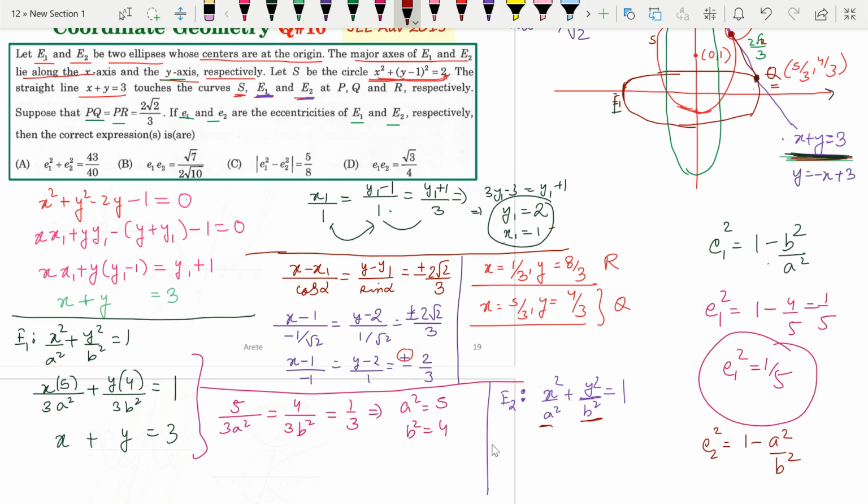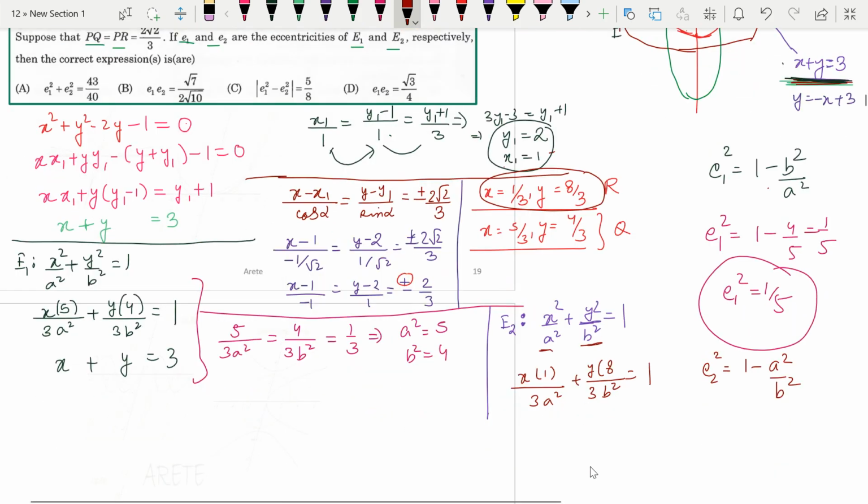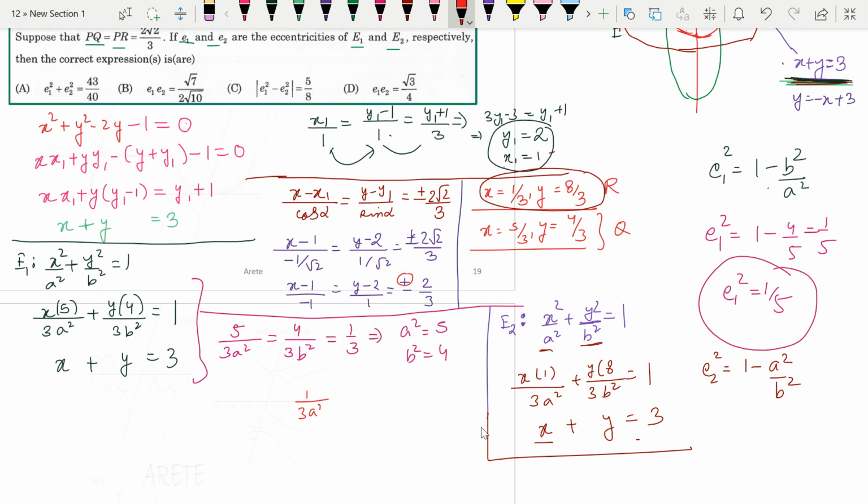Now do exactly the same stuff. Write the equation of the tangent at this point. So x1 is 1 by 3a square plus y1, what is y1? 8 upon 3, so 3b square is 1. Compare with what? x plus y is equal to 3. Let's compare. If I compare, 1 upon 3a square divided by 1, because the coefficient is 1 here, 8 upon 3b square divided by 1, is equal to 1 by 3. What do you get? You get a square to be 1 and b square to be 8.